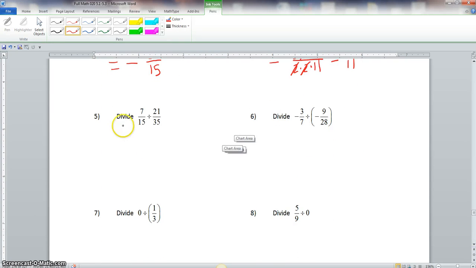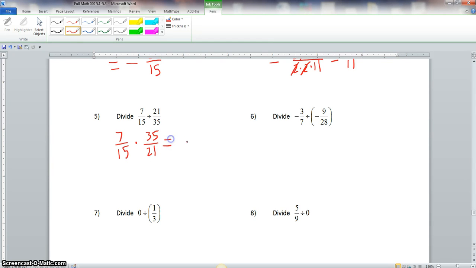Now we scroll down here to number 5. We have 7/15 divided by 21 over 35. So our first term stays the same, which is 7/15. Division becomes multiplication, and we take the reciprocal, or flip, the second fraction.